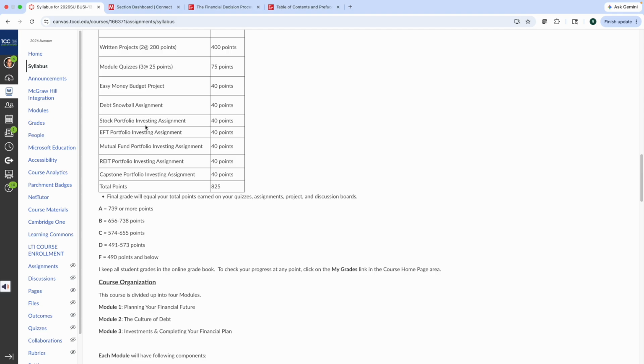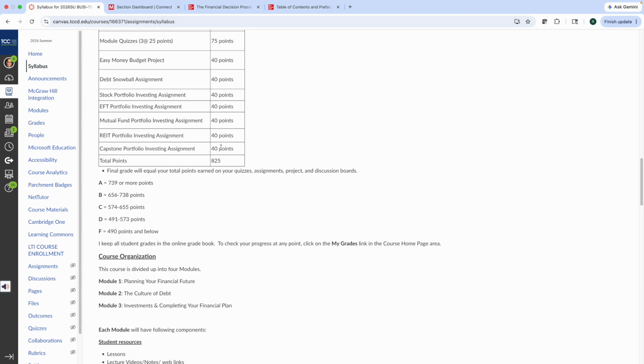All of these types of investments are great in a retirement fund for you, for your 401ks, which I hope you have or will have, for your Roth individual retirement accounts. You'll be able to utilize every bit of this. We have a capstone investing assignment. That means putting it all together. So the total points are 825, and these are the grades.